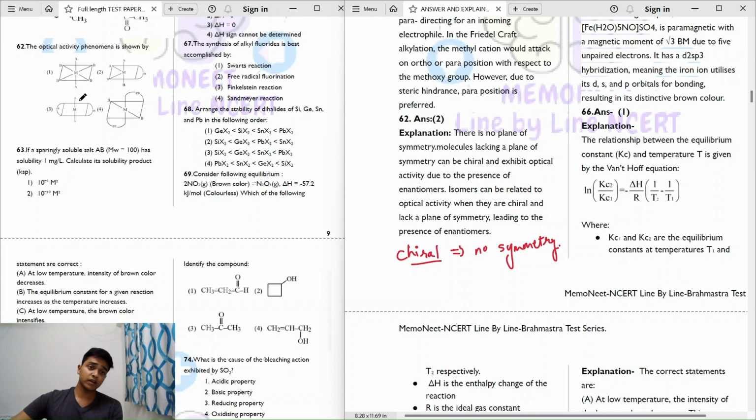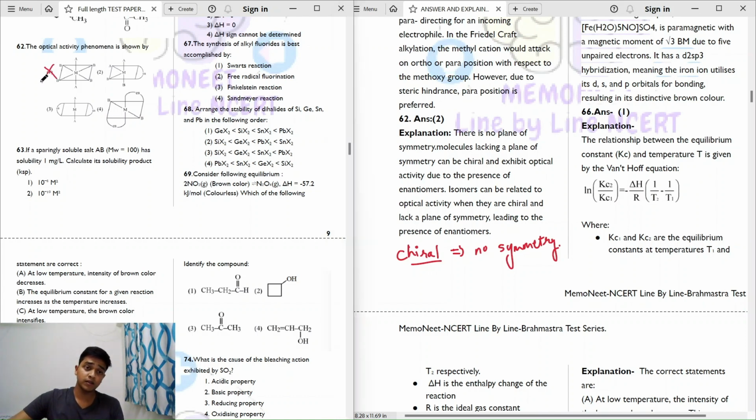So if I take a look at option one, in this we can see that we can pass a plane of symmetry, right? Via all the B atoms and the M atom as well. So there will be a plane of symmetry in the X direction and also in the Y direction, cutting both the MA bonds as well. So option one will not be an answer.